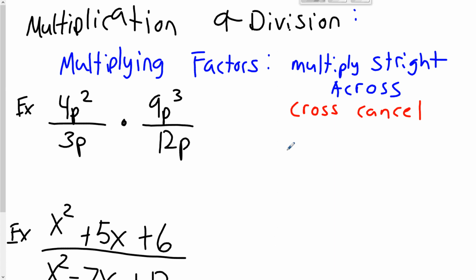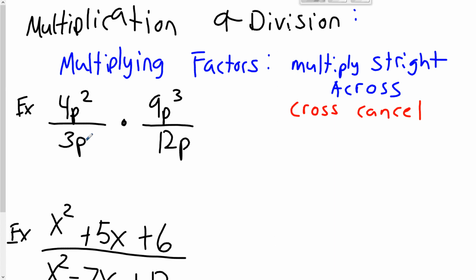Okay, so we're talking about multiplication and division. So again, we multiply fractions straight across, but we can also cross cancel. As long as we have the same factors on top as we do on bottom, it doesn't really matter that this 4 is on the left and this 12 is on the bottom right. As long as it's bottom and top, we can cancel stuff.